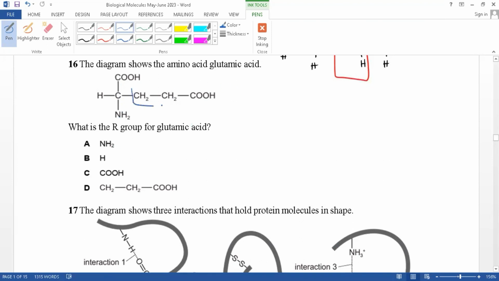Next, the diagram shows the amino acid glutamic acid, because its R chain is this. This is the generalized structure of the amino acid: carboxylic head, amine group, hydrogen always attached to one of the carbons, and the R group is the different one. So the answer would be D.